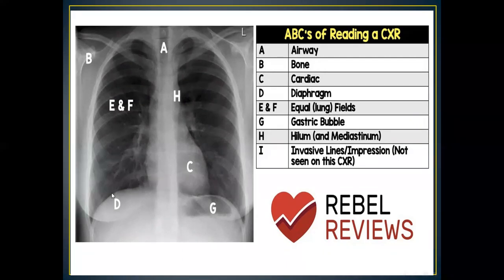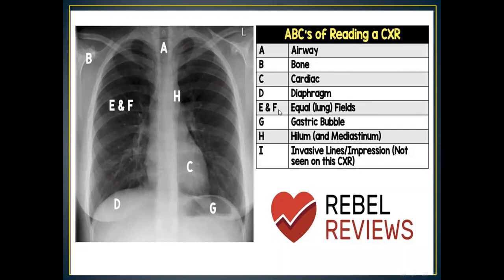Then D, the diaphragms. Assess both diaphragms. The right is usually higher than the left. Assess below the diaphragm for air. And assess the costophrenic and cardiophrenic angles, which should be clear on both sides and not blunted.